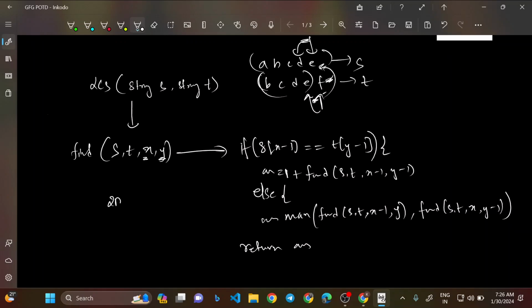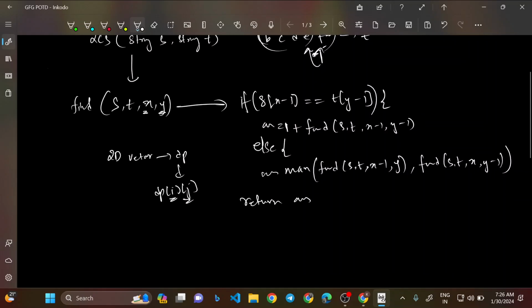A 2D vector dp, whose state is dp of ij, where i denotes the length of string s and j denotes the length of string t. So we'll be storing it. Similar thing, dp of ij would be equal to 1 plus dp of i minus 1 j minus 1, if in case of the equal case, right?